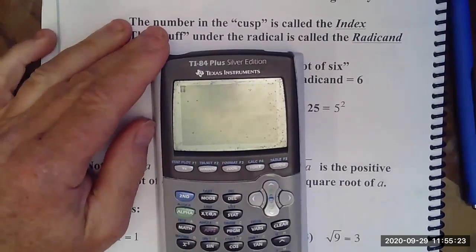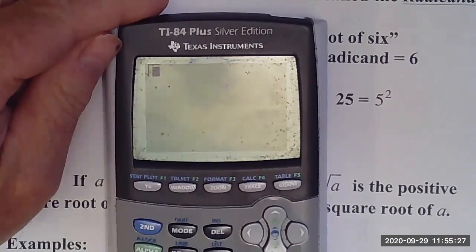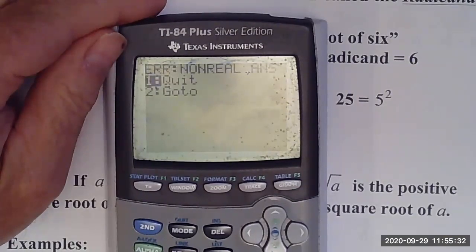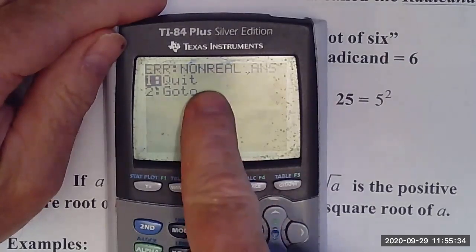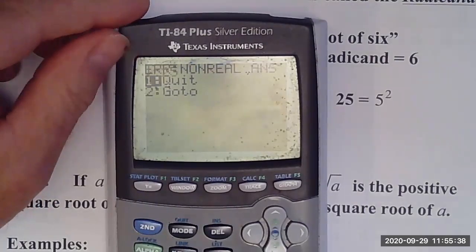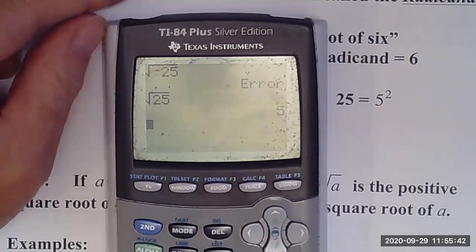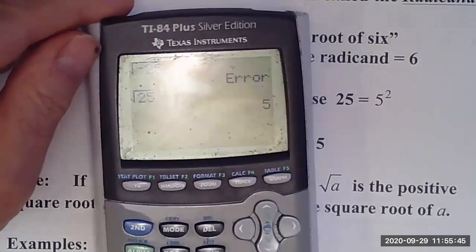If you have the square root, I'll zoom in so you can see this, of negative, there's the negative sign, 25, and hit enter, it's going to say not real. That's what you do. However, if I type in square root of 25, the calculator will say it's 5, of course.